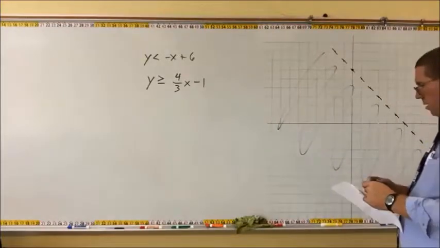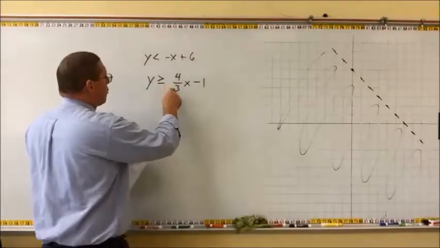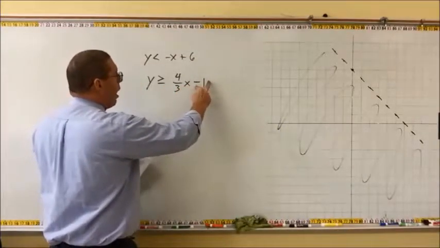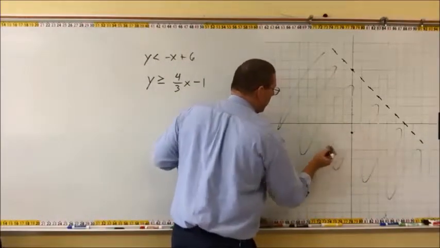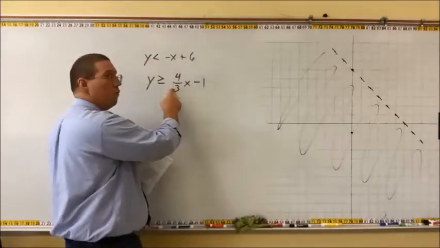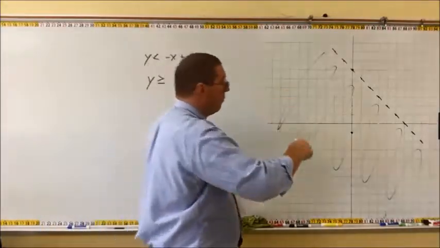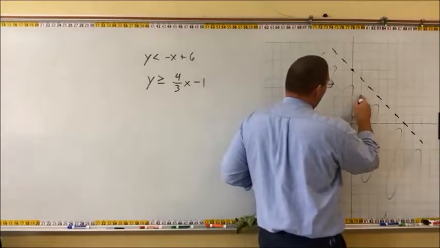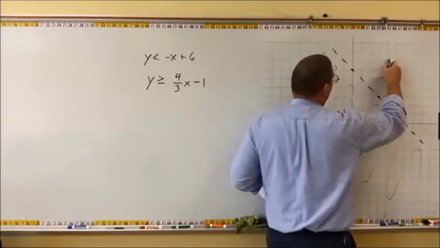Okay? Now let's do the other line. 4/3 x minus 1. Y-intercept of negative 1. So let's go down 1 to here, negative 1. Slope of 4 over 3. Positive 4 over positive 3. That means up 4 over 3. 1, 2, 3, 4, 1, 2, 3. There's our intersection point right there. 1, 2, 3, 4, 1, 2, 3.